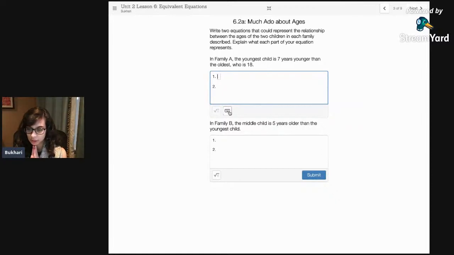Okay, so the youngest child is 7 years younger than the oldest, who is 18. If the oldest is 18, I know that the youngest has to be 7 years younger. So 18 minus 7 should give me the age of the youngest child.